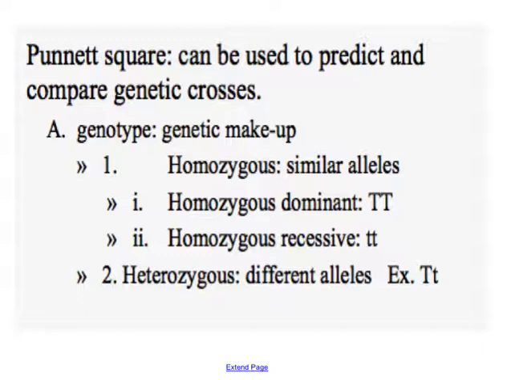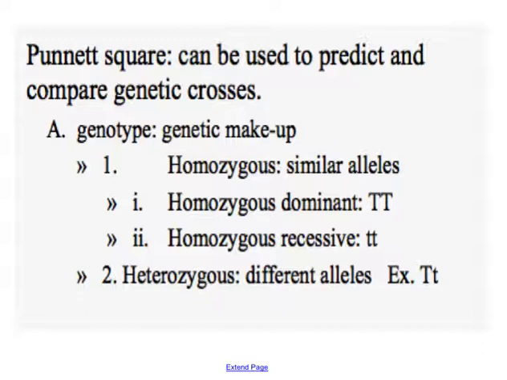Now heterozygous means different alleles, big T, little t. Remember, the capital letter represents the dominant allele, so if I look at it, is this organism going to be tall or short? According to the law of dominance, the principle of dominance, the big T is dominant over the recessive little t, therefore this organism is going to be tall.